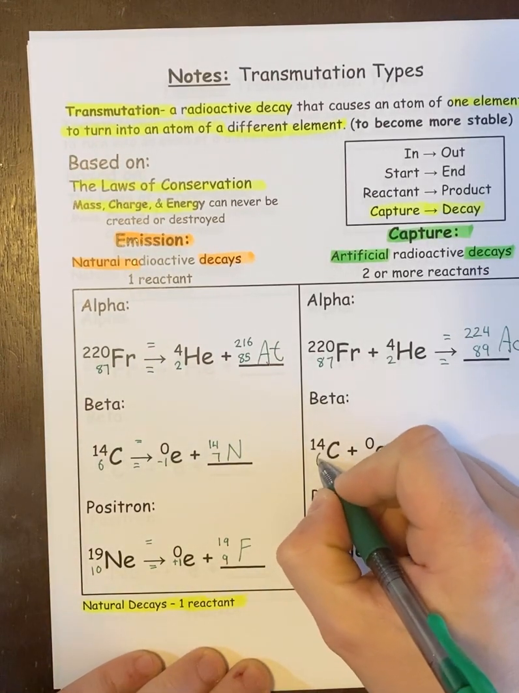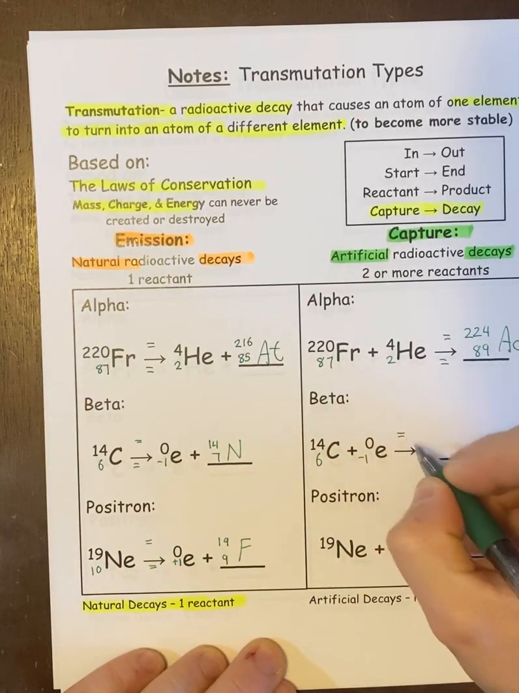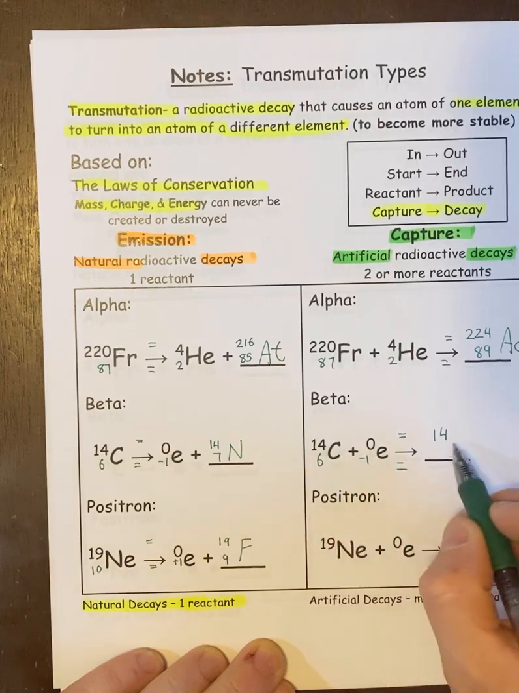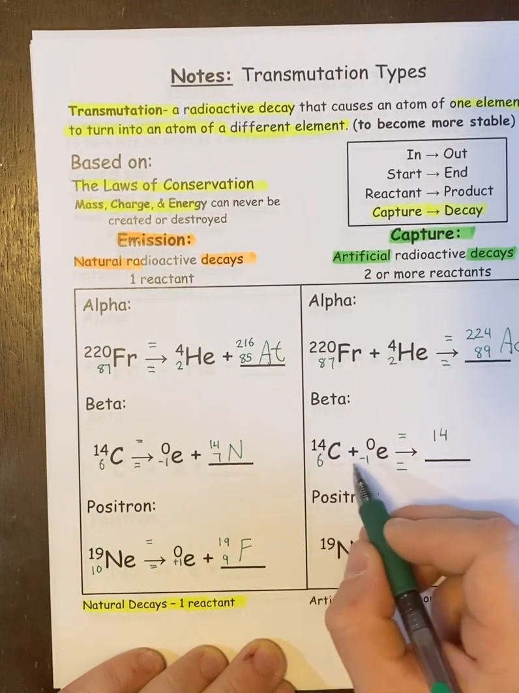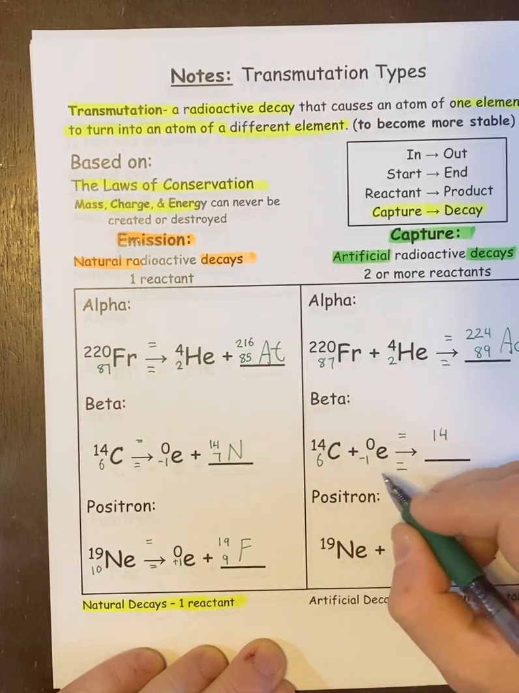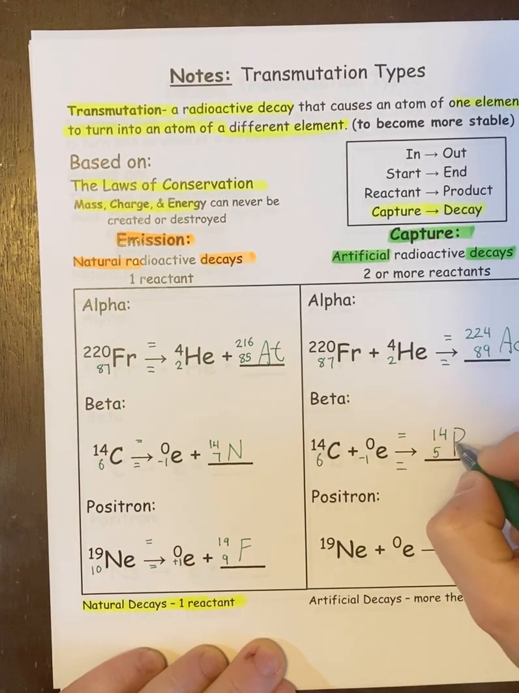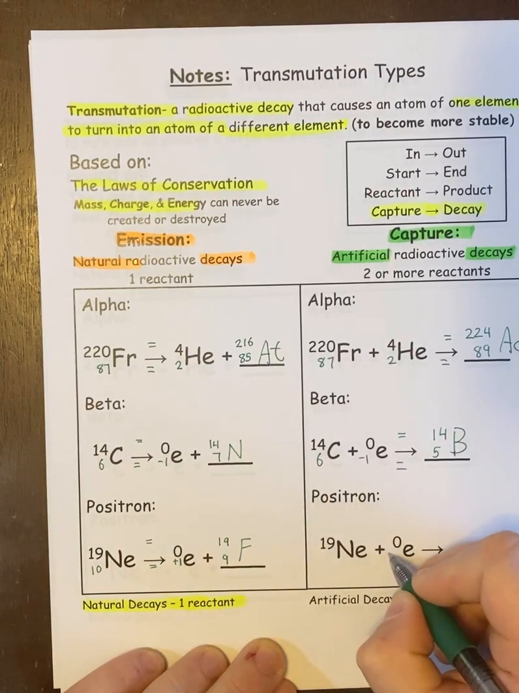This one's going to be the same as well. 6 minus 1. I get 14 on top because 14 plus 0 is 14, and I need 14 on the right. And then 6 plus -1 is 5, so I'm going to need 5 on the right, and that is B.